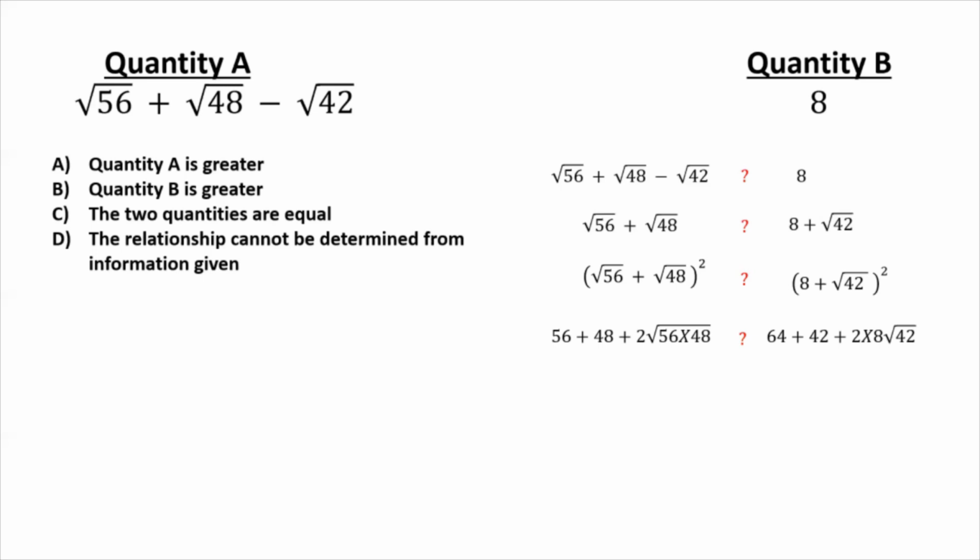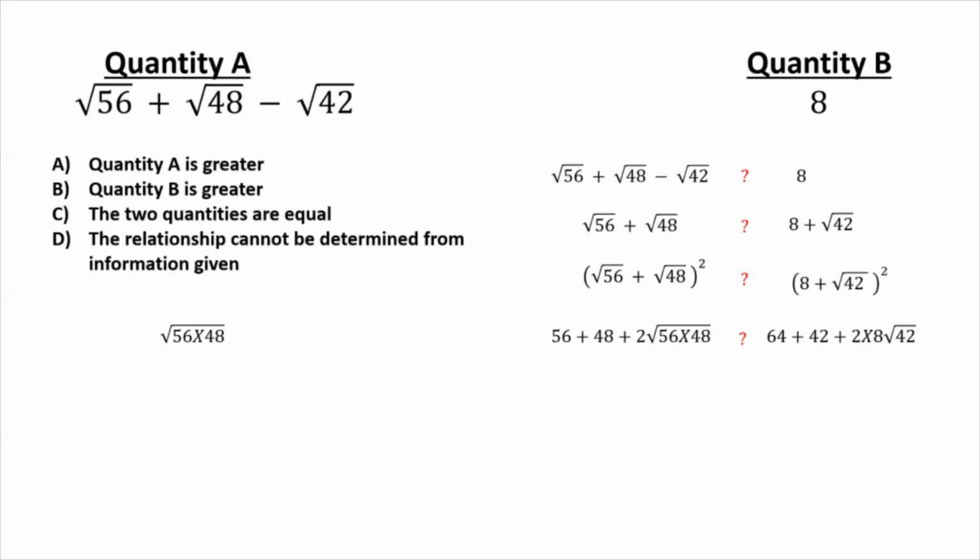But let's just expand out the right hand side as well, and we have 64 plus 42 plus 2 multiplied by 8 multiplied by root 42. So 64 comes from 8 square, right? So this is very simple till this stage. Now we still have to deal with the square roots that are remaining even after squaring. So let's see if we can simplify those any further.